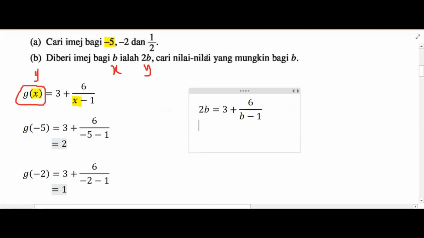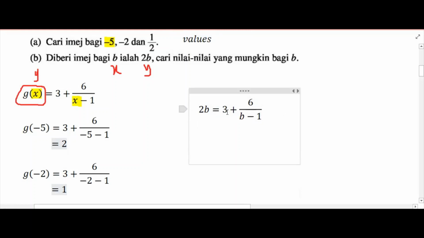Dia cakap nilai-nilai yang mungkin. Maksudnya ada 2B, sebab nilai-nilai. Maybe got two answers for B. They give you plural. Kalau English senang sikit, they will write like this: values, bukan value. Ada S maksudnya dua answer.